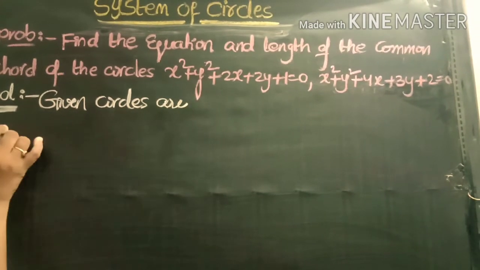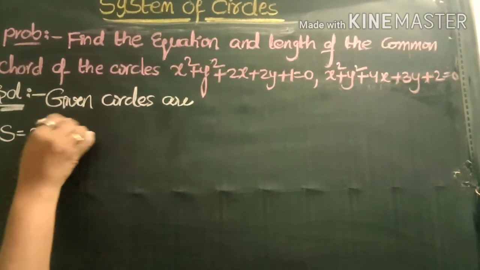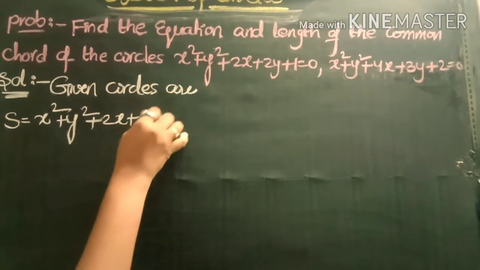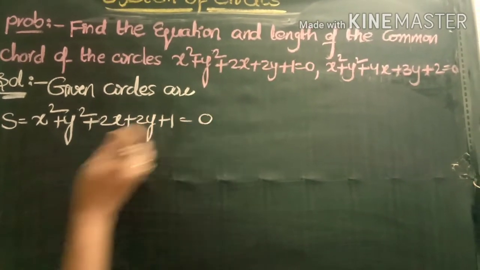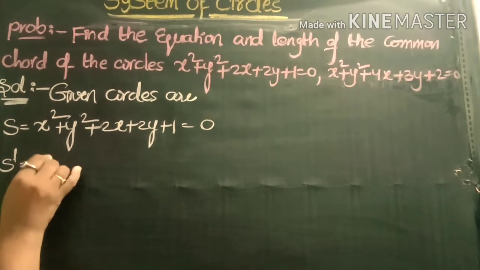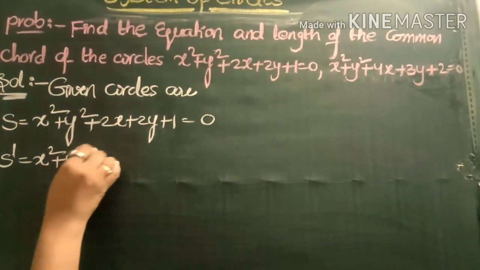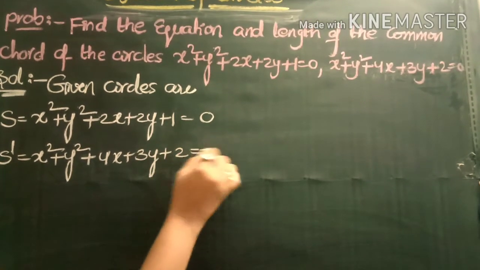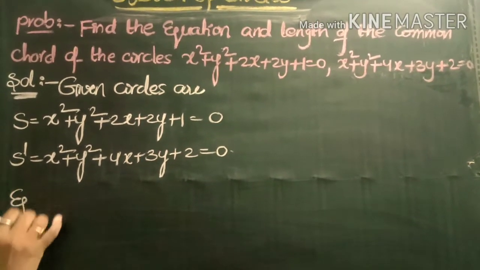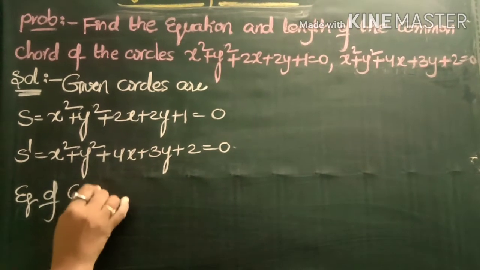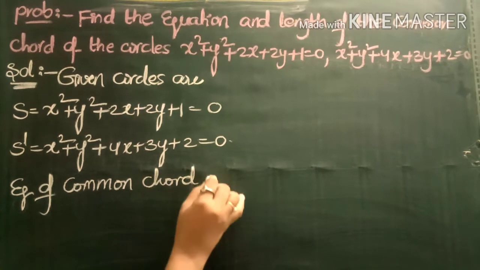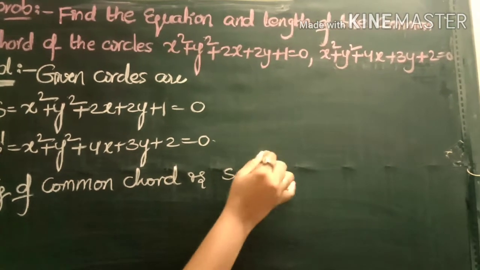The first circle is taken as S, that is S is equal to x square plus y square plus 2x plus 2y plus 1 equal to 0. And the second circle is taken as S dash, that is S dash is equal to x square plus y square plus 4x plus 3y plus 2 equal to 0. Now first, the common chord. The equation of the common chord, the formula is S minus S dash equal to 0.